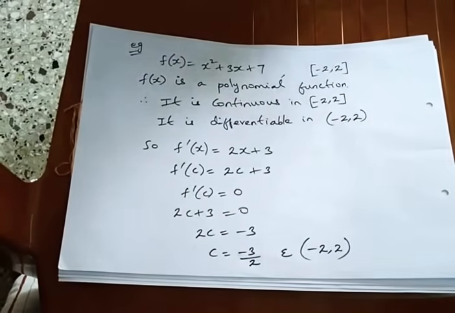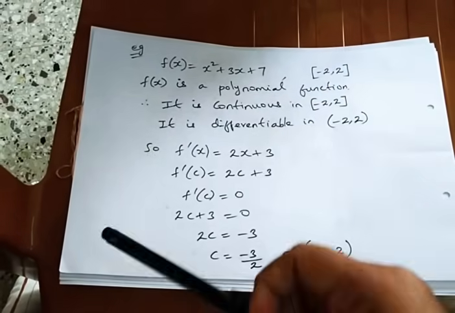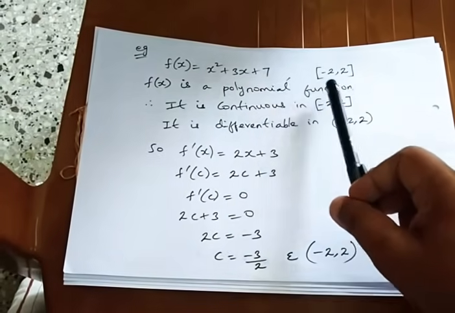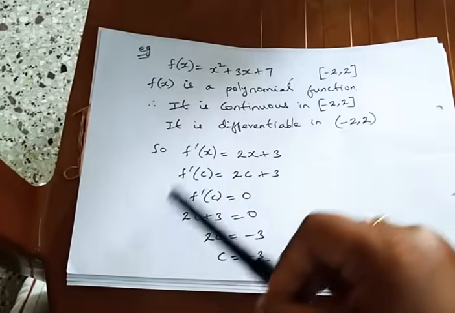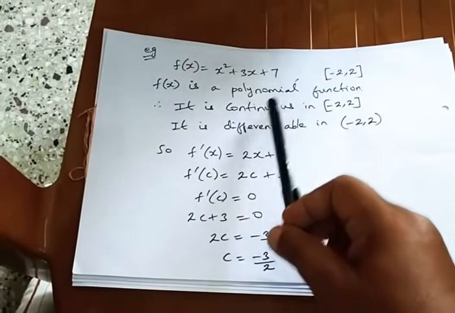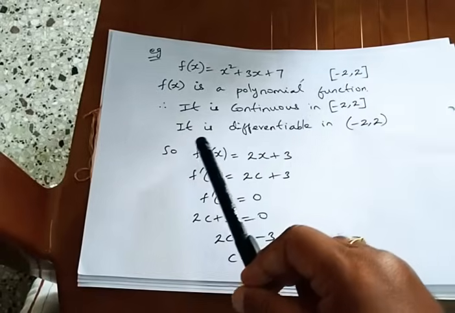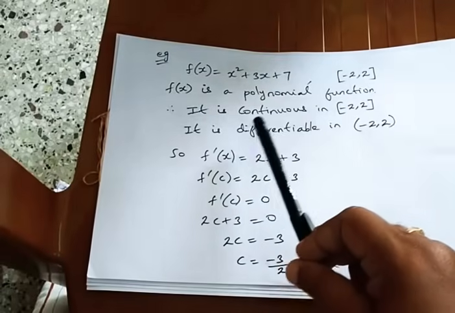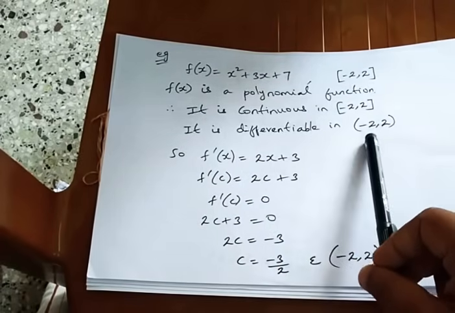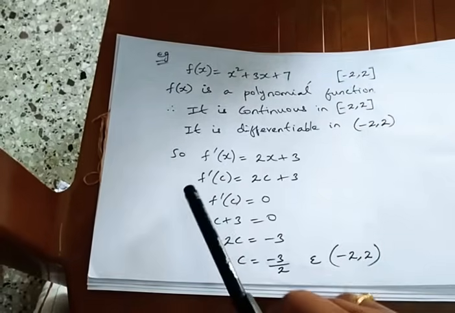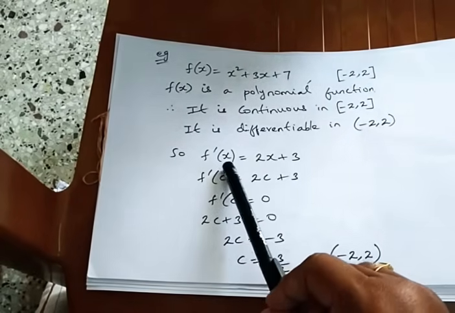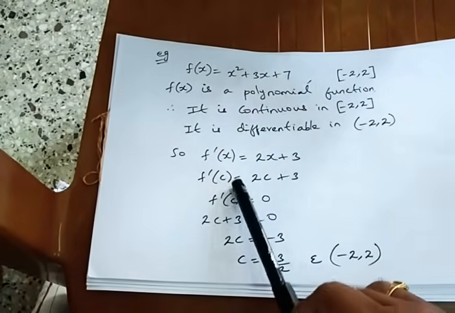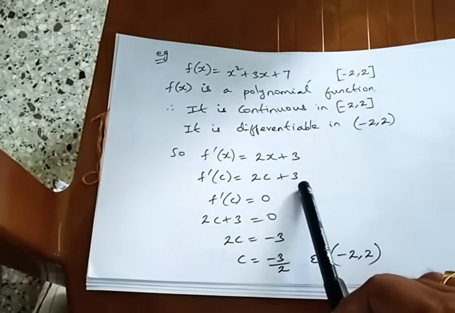Let us see another example for the converse of Rolle's theorem. f of x is equal to x square plus 3x plus 7 in the interval [-2, 2]. Here f of x is again a polynomial function. So polynomial functions are continuous. So it is continuous in [-2, 2]. Also it is differentiable in the open interval (-2, 2). Now we have to find f dash of x. So f dash of x is 2x plus 3. Now f dash of c is equal to 2 into c plus 3.